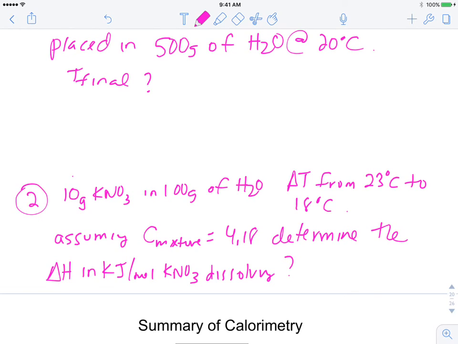So I'd like you to try both of these. I'm going to stop the video here. We have lots of time in class tomorrow. We have a double period. We're going to spend a lot of time going through how to do these and working on them together.